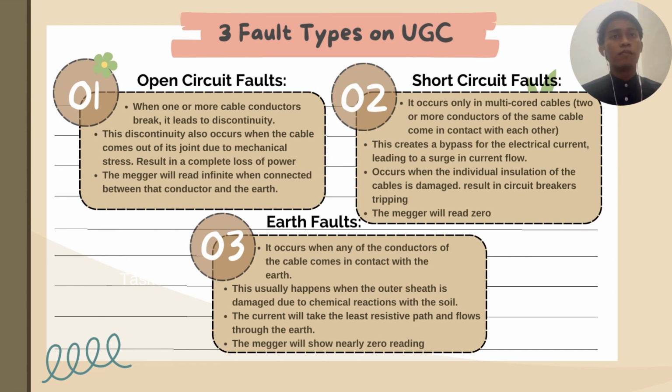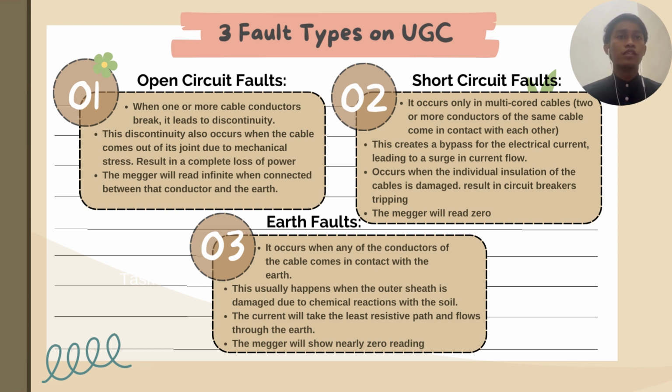The first one is open circuit faults. The open circuit faults occur when one or more cable conductors break. It leads to discontinuity. This discontinuity also occurs when the cable comes out of its joints due to mechanical stress and results in a complete loss of power. So the faults can be detected by using the megger, and the megger will read infinity when connected between the conductor and the earth.